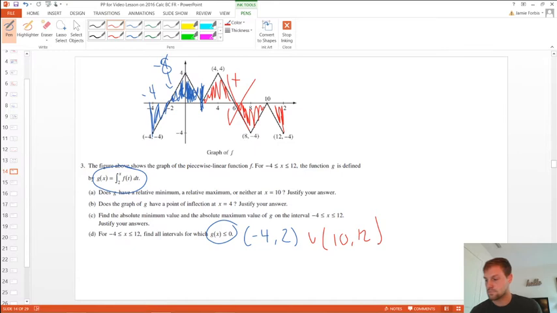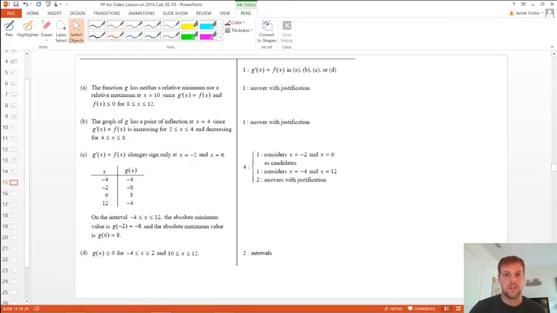Okay? That's it. Again, that's pretty much just using how we found our answers in C and just rewriting it down. So we had negative areas from -4 to 2 and a negative area from 10 to 12. The only positive area we had was on this interval here. Okay. All right, cool. That was 3. So let's see. Look at this.